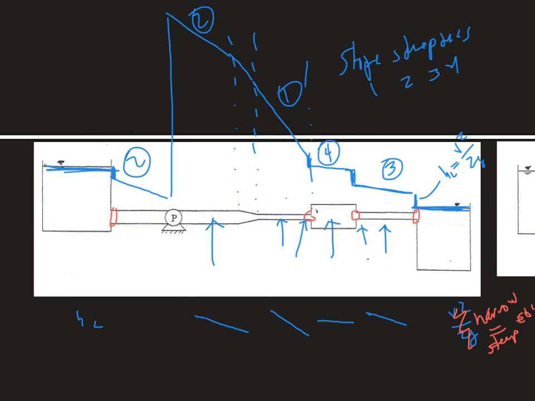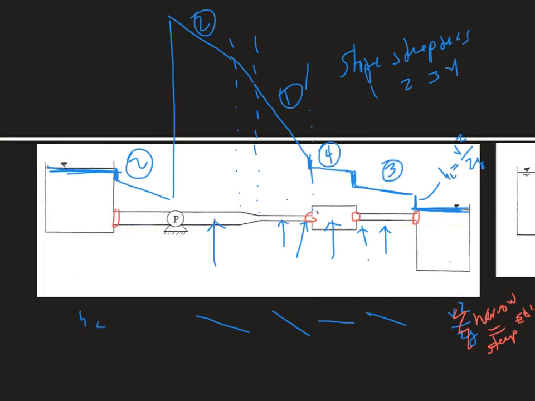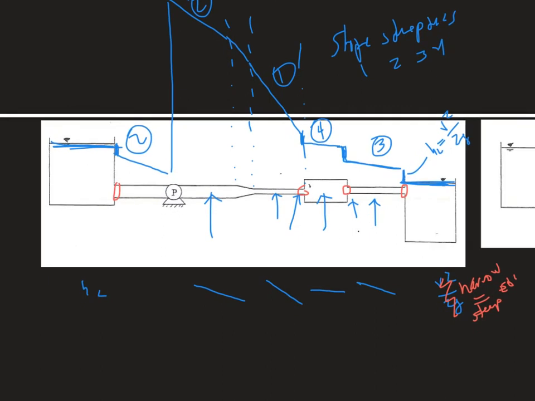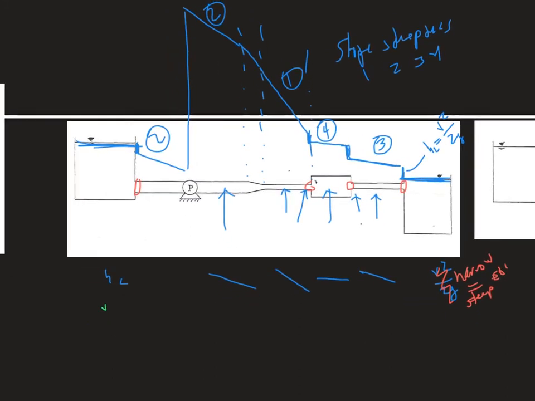Okay, cool. Now let's do the HGL. For the HGL, all we have to do is think about the velocity head, not the pressure. The velocity head looks like V squared on 2G, and we want to think about where the velocity head is the biggest. Well, it's the biggest in this narrowest pipe, because that's the fastest velocity.